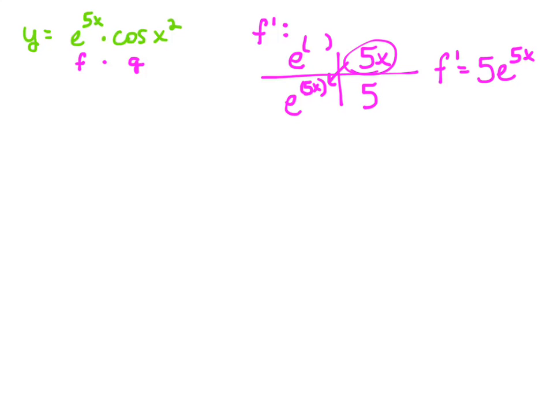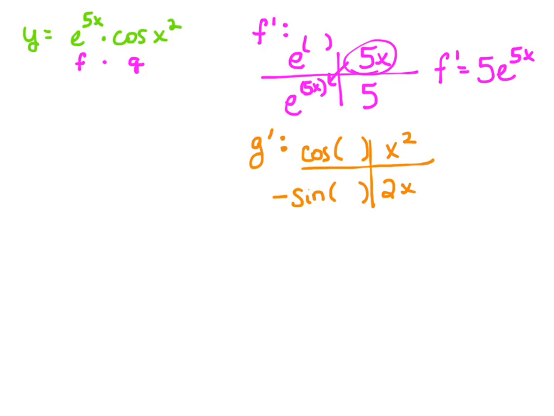All right, now let's find g prime. My g is cosine of x squared. So the outside function there is cosine. I have cosine of something, and that something is x squared. So first I'm going to take the derivative of cosine, which is negative sine of something, and the derivative of x squared is 2x. And then my x squared needs to go in here. So g prime is equal to negative 2x sine of x squared.